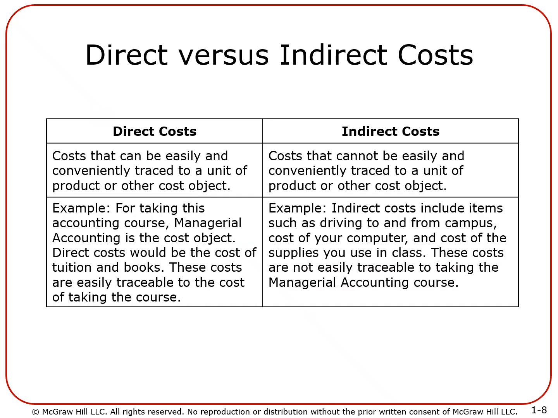So let's first talk about direct versus indirect cost. Let me give you a very simple example here. Let's say you were taking a managerial accounting course, right? Now, the tuition that you were paying to attend this course, or the books that you were buying, are specifically linked with this course, right? So these are direct costs. These are directly linked. The bottom line is that they are easily and conveniently traced. So you know exactly that to get this course, you need to spend this much tuition, and you need to spend this much for the books.